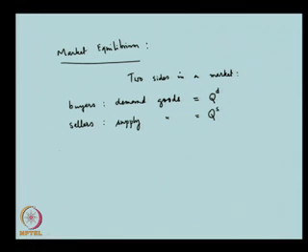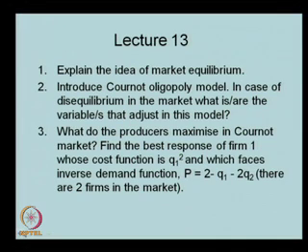Now, in an equilibrium, these two must be equal. That is, QD, the amount of goods being demanded in the market at a particular price, must be equal to the amount of goods being supplied in the market at a particular price. If that happens, then we shall call that situation an equilibrium situation, because that is a situation of state of rest.